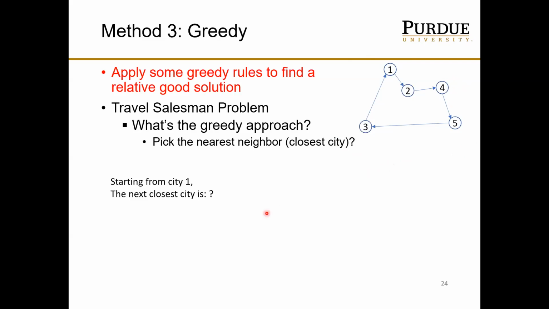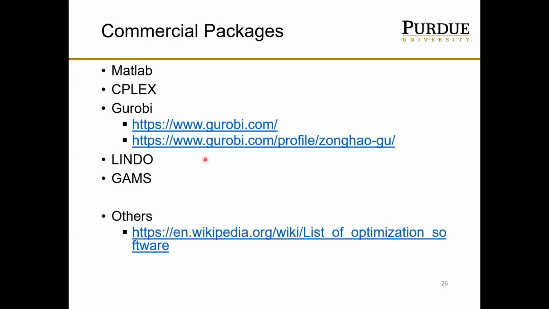Okay, so again, for these two lectures, I just gave you some tutorials on discrete optimization. Again, two take-home messages. One is that discrete optimization is very useful. Second is that it's very hard to solve. So that would be the take-home message. But we have a lot of commercially available packages to solve them.